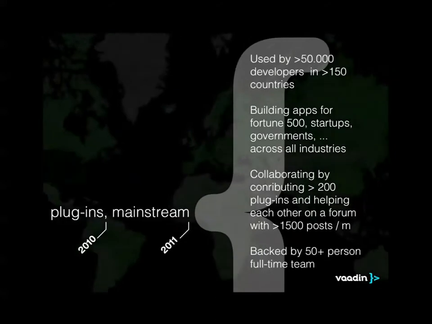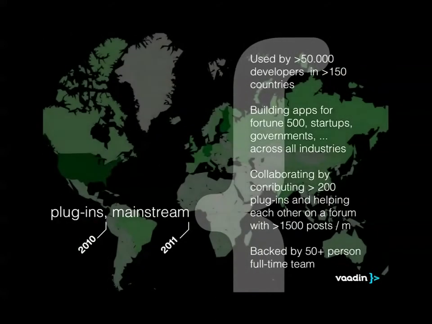So at the moment we are seeing something like 50,000 active developers using Vaadin around the world. It's mostly used in enterprises for building intranet applications, business applications where you have a lot of data and a long maintenance period for the application, and you must do different kinds of integrations. There is a really active community around it. It has created around 200 add-on components for Vaadin, posting around 1,500 posts a month, and it's backed by a 50-person company.